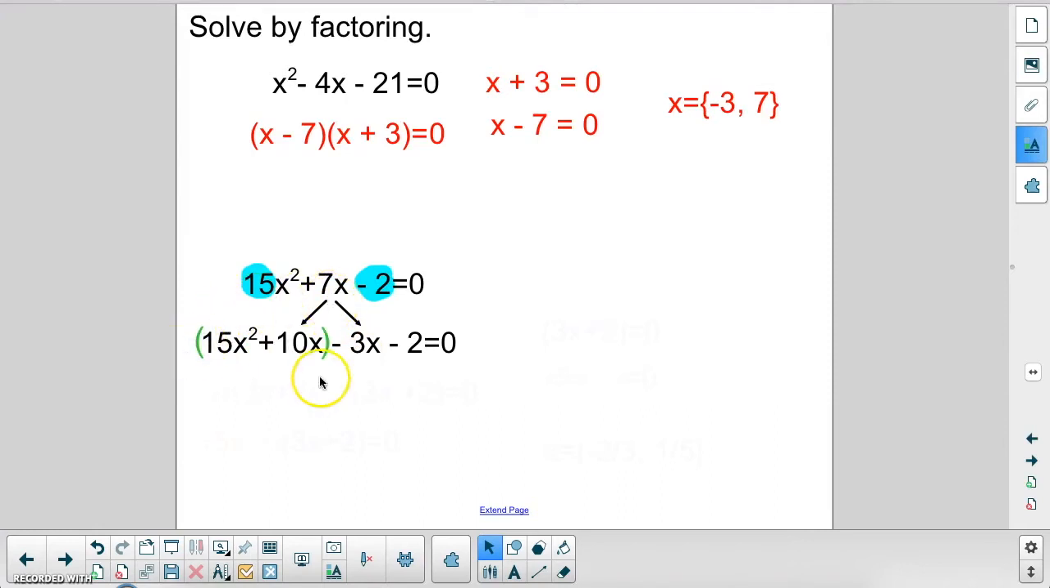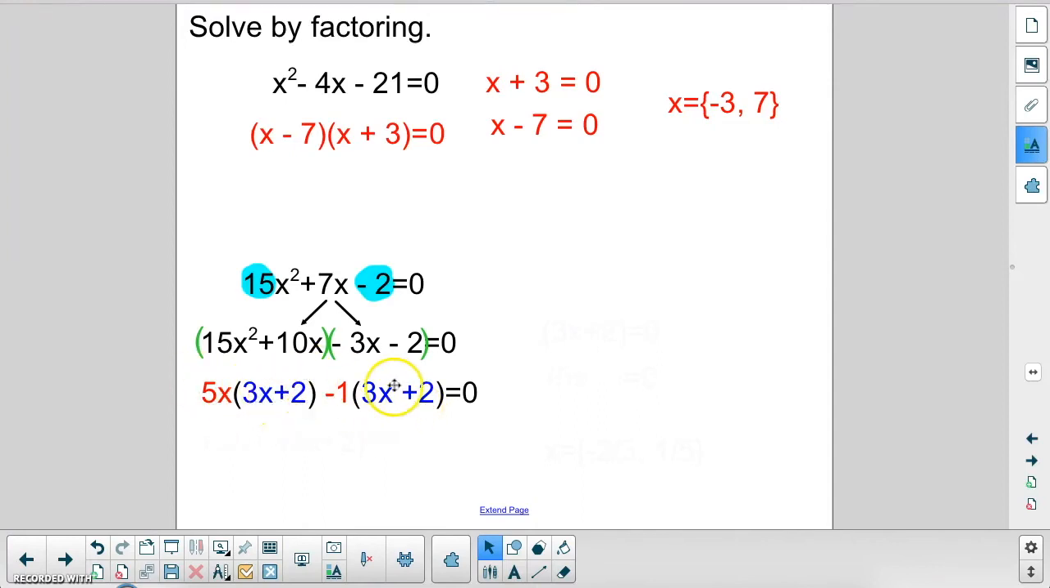Now I'm going to group my first two terms together and my second two terms together, and I'm going to factor by grouping, which means I'm going to pull out the greatest common factor from each group. In the first group, we can see the common factor is 5x. When I factor that out, I'm left with 3x plus 2. In this one, the only common factor is negative 1. So when I pull out negative 1, I'm left with 3x plus 2.